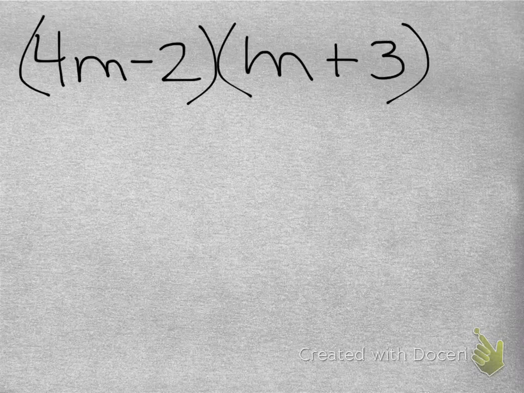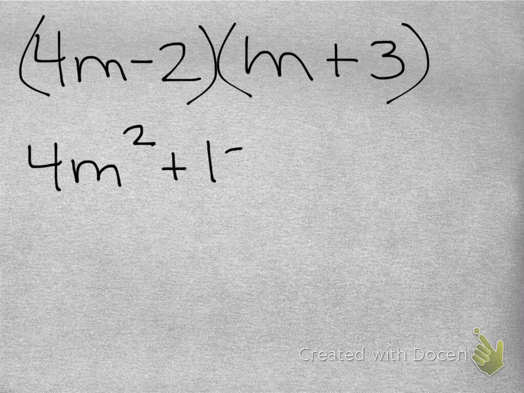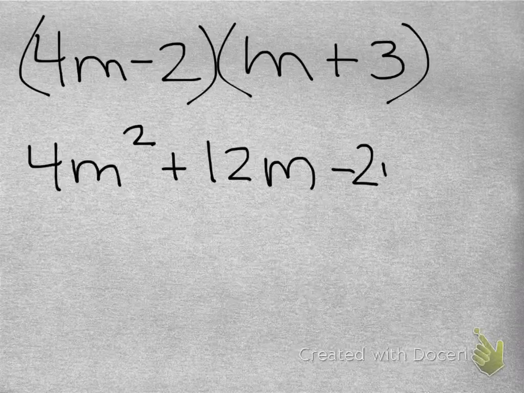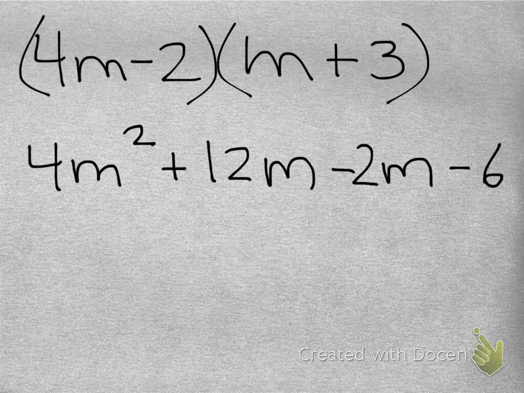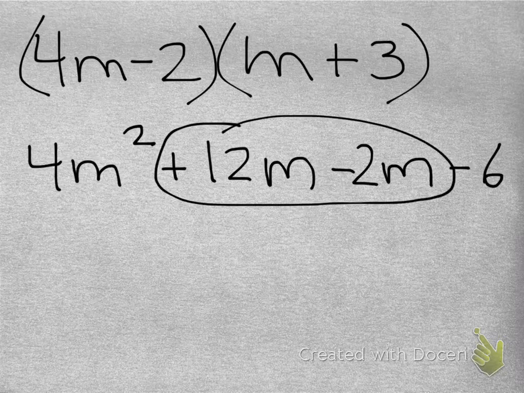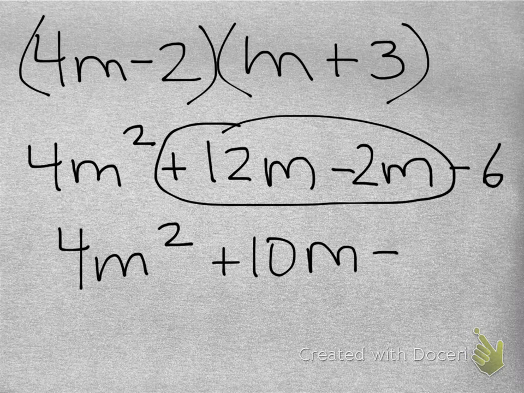Here we again have two binomials that we're multiplying together, so we're going to continue to use the FOIL pattern. So first, 4m times m, 4m squared. Outer, 4m times 3, 12m. Inner, negative 2 times m, negative 2m. And last, negative 2 times 3, negative 6. Again, we can combine the middle terms, 12m minus 2m, because they have the same variable and exponent, which gives us 4m squared plus 10m minus 6.